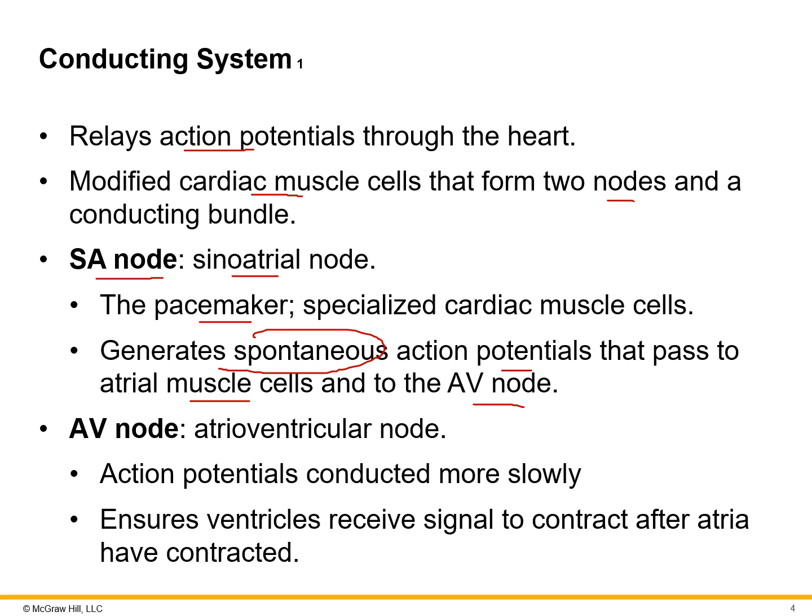That AV node is the atrioventricular node, and this is where action potentials are conducted much more slowly, and that ensures that the ventricles receive the signal to contract after the atria have contracted, because you wouldn't want ventricles contracting before the atria. So at the AV node, the action potential slows down to ensure the atria contract first.